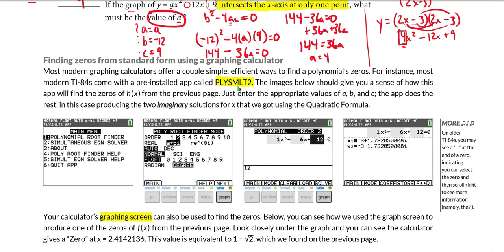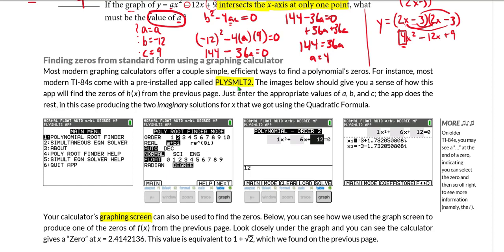In terms of the PLYSMLT app, look, if you don't have a TI-84 graphing calculator, obviously you're not going to be able to use the PLYSMLT app. Some other calculators will do this type of calculation in various ways. For instance, the TI Inspire does have a built-in function that can find the roots of a polynomial. And again, there's probably other calculators out there that have this function or have an app like this.